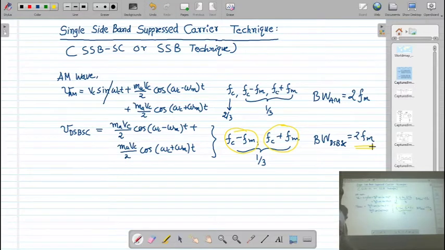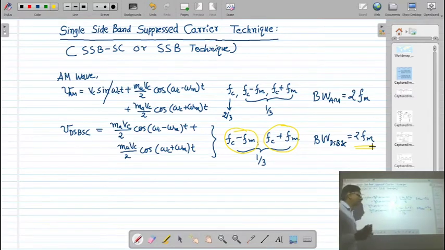So if the information is the same on both sides, then why not suppress one of the sides to save the bandwidth. So in the SSB technique, means the single sideband suppressed carrier technique, only one of the sideband frequencies is going to be transmitted. As a result, the bandwidth of the signal is reduced, or you can say the bandwidth of the system is also going to be reduced.